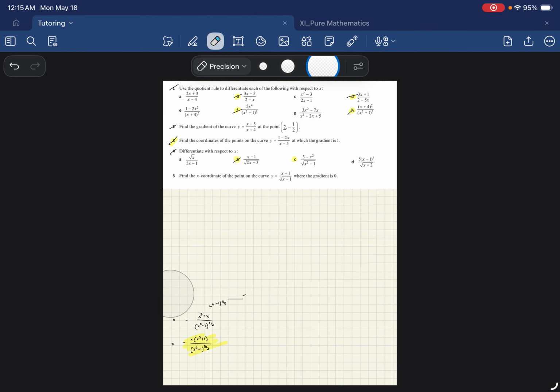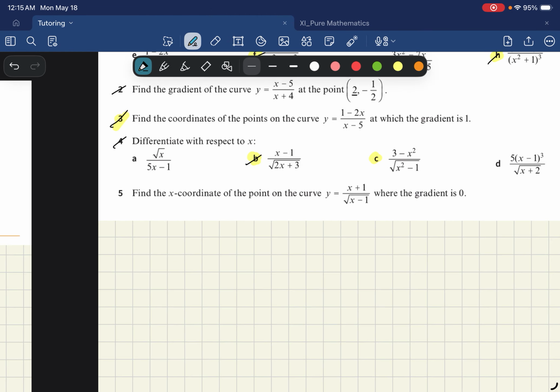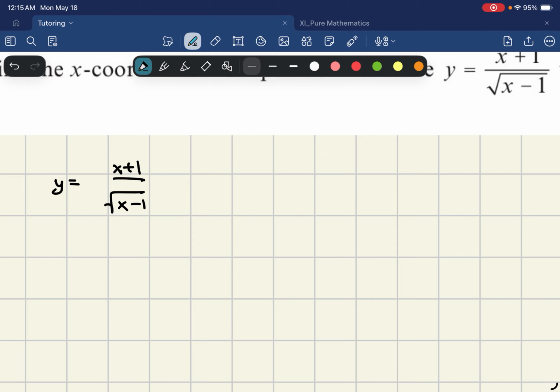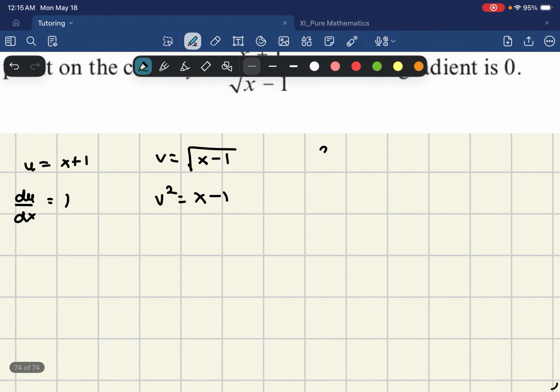So now we are at the final question. Question 5 says, find the x-coordinate of the point where the gradient is 0. So we just want to solve for dy by dx equal to 0. Right? So y is equal to x plus 1 divided by the square root of x minus 1. U is x plus 1. du by dx is equal to 1. V is the square root of x minus 1. V squared is x minus 1. And dv by dx, if you differentiate it on your own, you're going to get this expression.